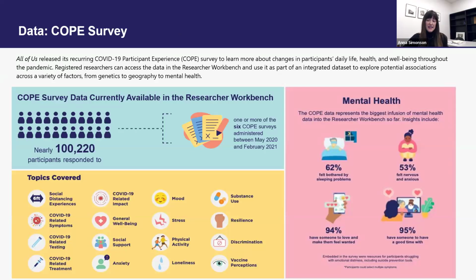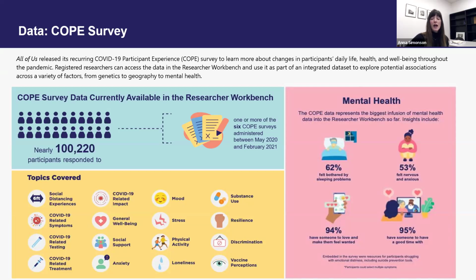The COVID-19 survey data, referred to as COPE, is also really robust. And you can see here that a large part of the COPE data includes information about mental health, including feeling nervous or anxious or having someone to love and make them feel wanted. A lot of researchers are using this data to find potential associations across a variety of factors.